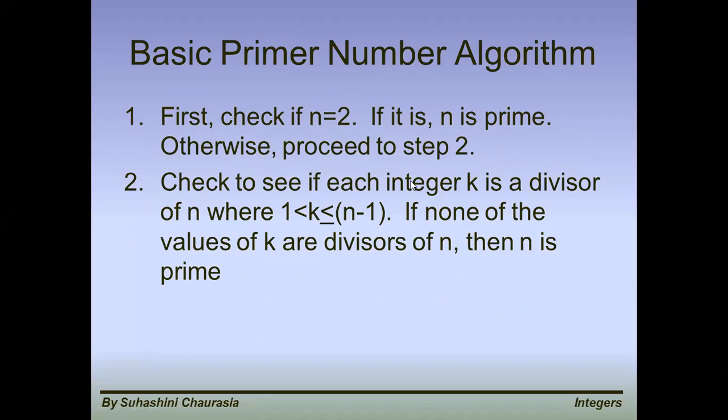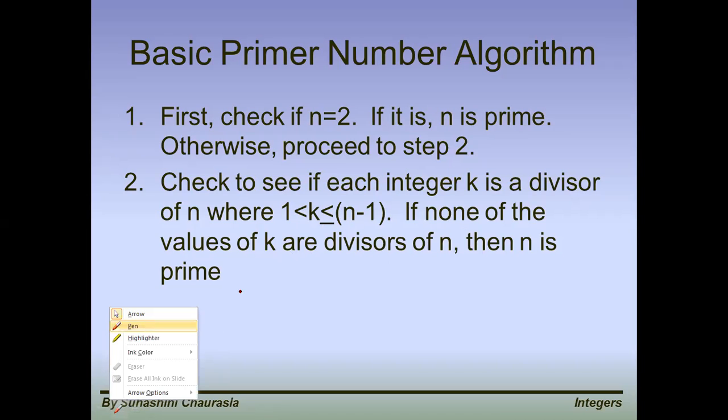Check to see if each integer k is a divisor of n, where 1 is less than k is less than n minus 1. That means every number has to be checked against what? Numbers above 1, that is 2, 3, 4, 5, 6, and up to n minus 1, we have to check whether n is divisible by them or not. If none of the values of k are divisors of n, then n is a prime number.